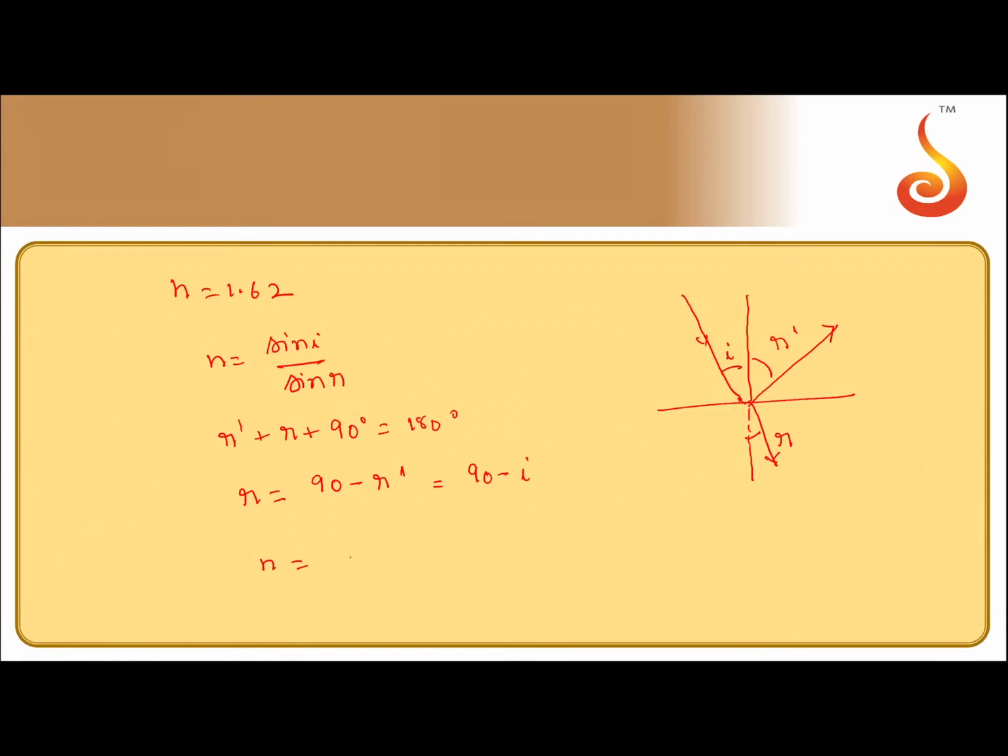So n becomes sin i by sin of 90 minus i, which is nothing but tan i, and this is equal to n. So the angle of incidence is going to be tan inverse of 1.62.